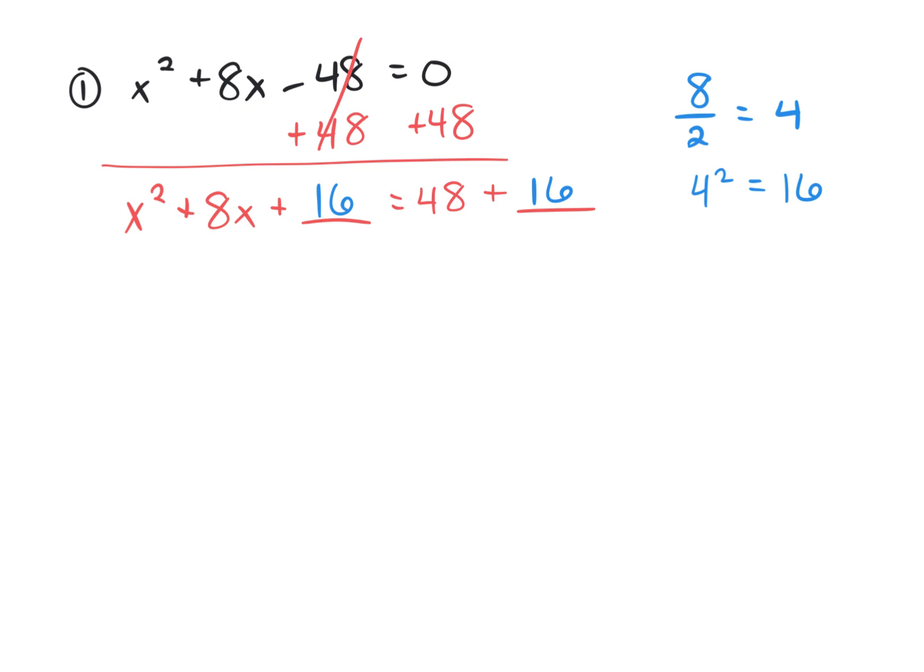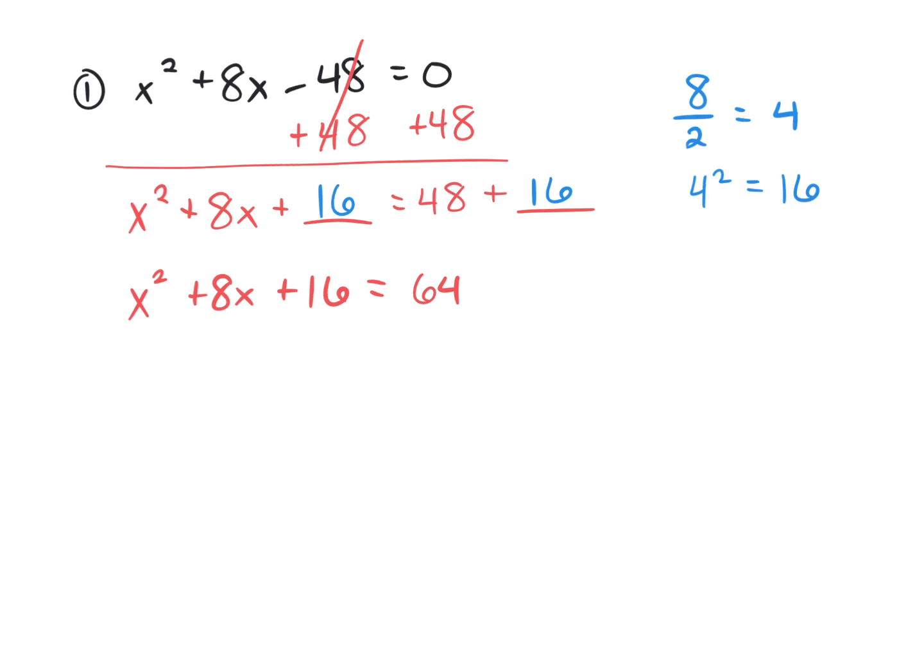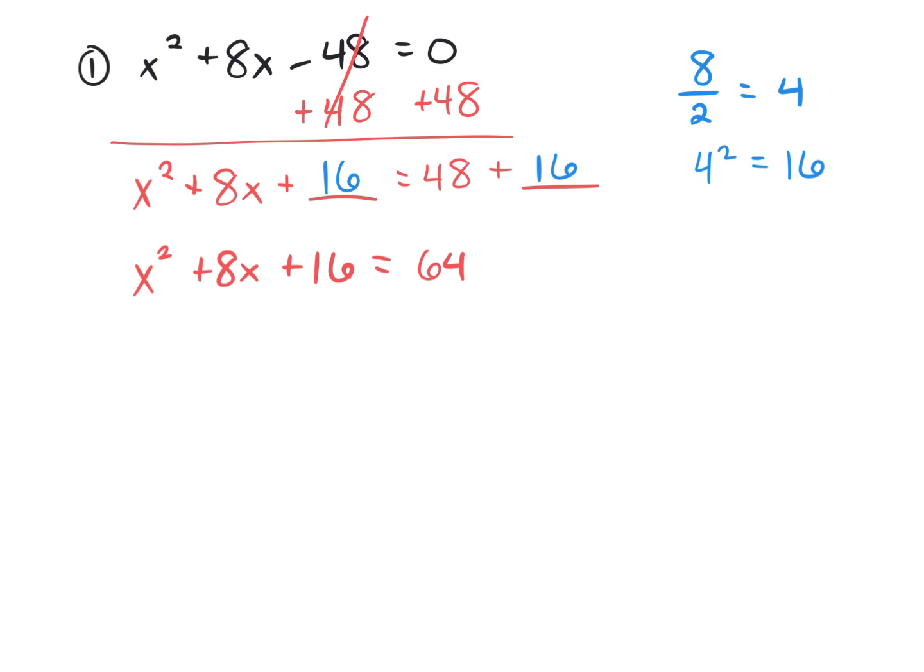Now let's just clean up what we have. Left side we have x squared plus 8x plus 16 equals 48 plus 16, which is 64. Now we're at the factoring step. x, and then we're going to have squared equals 64. What number is going to go in here? 4. Yep, get that number from up here. So we get x plus 4 squared equals 64.